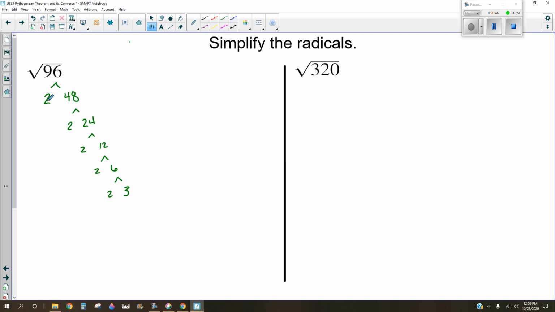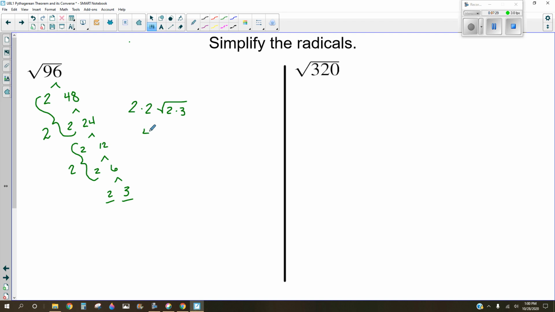Those are my factors. So remember, every pair of 2s, there are 2 of those, will be something that comes out of the radical. Remember, because 2 squared will come out and be a plain 2 on the outside. 2 squared will be a plain 2 on the outside. This one doesn't have a partner and this one doesn't have a partner, so they'll go back under the radical. So I'm going to have a 2 that came out, another 2 that came out, and under the radical I have a 2 and a 3.